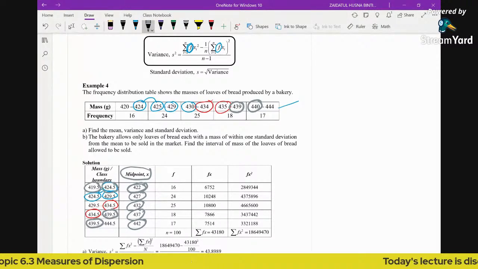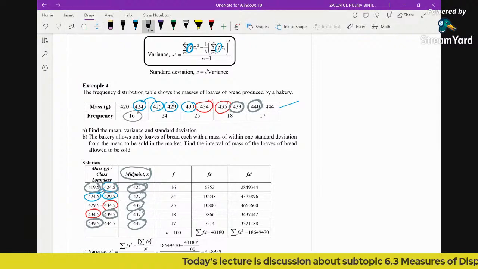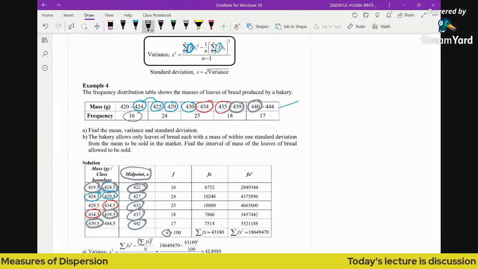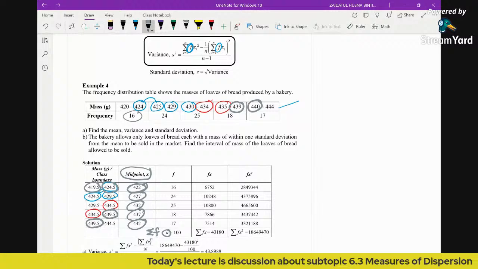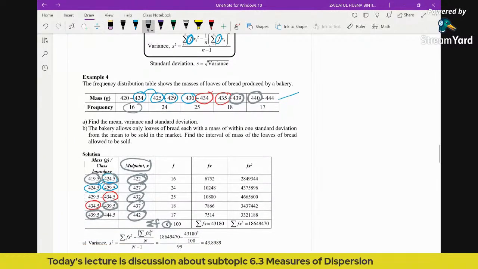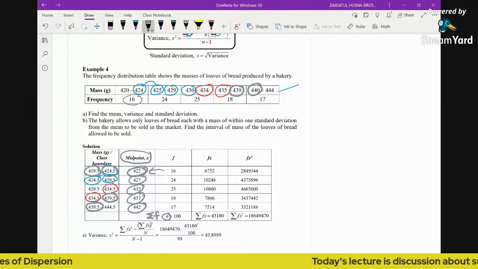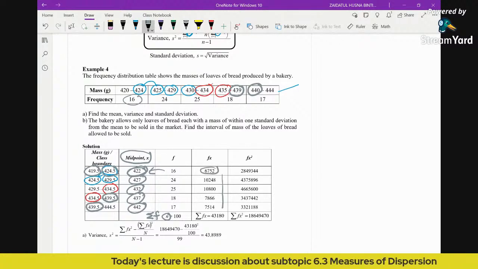And then for the frequency, we just copy down 16, 24, 25, 18 and 17. If you find the sum, we can see that the n is 100, which is basically the sum of f. You may put the n or you can write down the sum of the frequencies. Then we multiply the f with the x. The purpose is we are going to find the mean, so we need the sum of fx. So we multiply f and x, we get the product, and then we find the sum of them.